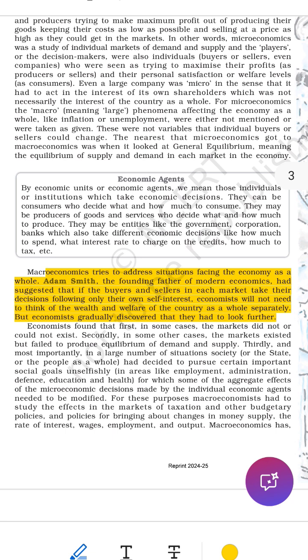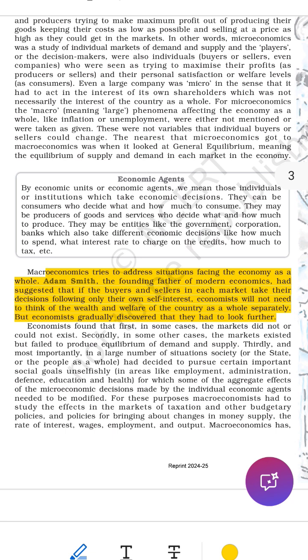Very simple meaning. Adam Smith was a very smart man. He lived a long time ago and helped start modern economics. He said something interesting. If each person, buyers and sellers, thinks only about what's best for themselves, then everything will work out fine for the country too. So economists, money experts, won't need to worry about the country's total money or happiness.